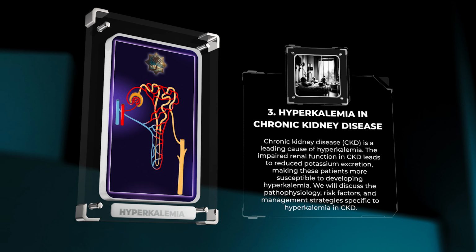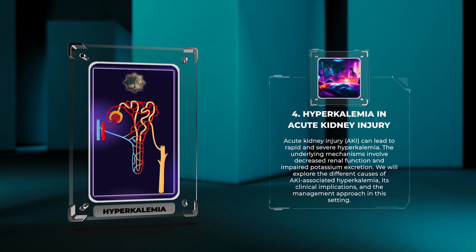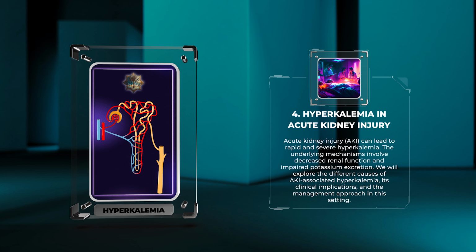Acute kidney injury, AKI, can lead to rapid and severe hyperkalemia. The underlying mechanisms involve decreased renal function and impaired potassium excretion. We will explore the different causes of AKI-associated hyperkalemia, its clinical implications, and the management approach in this setting.